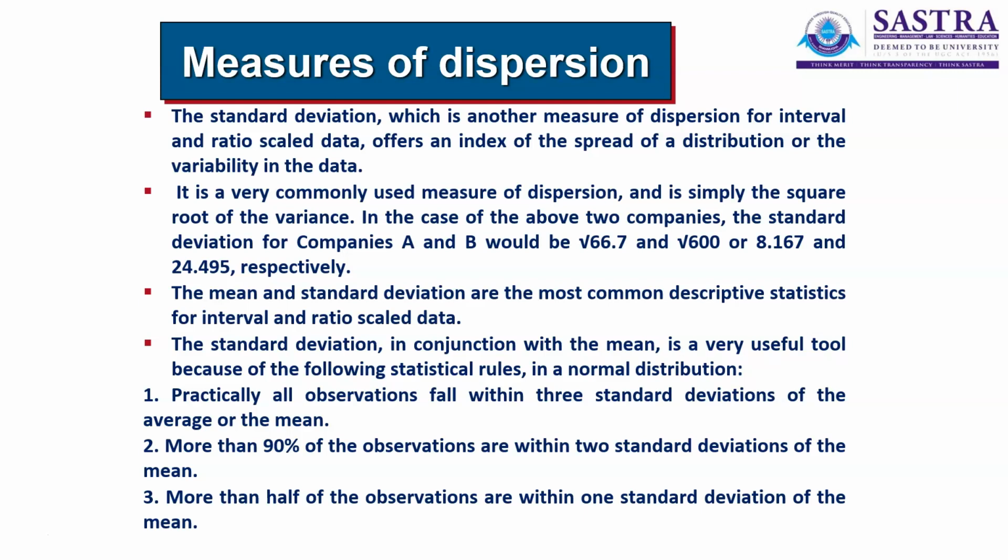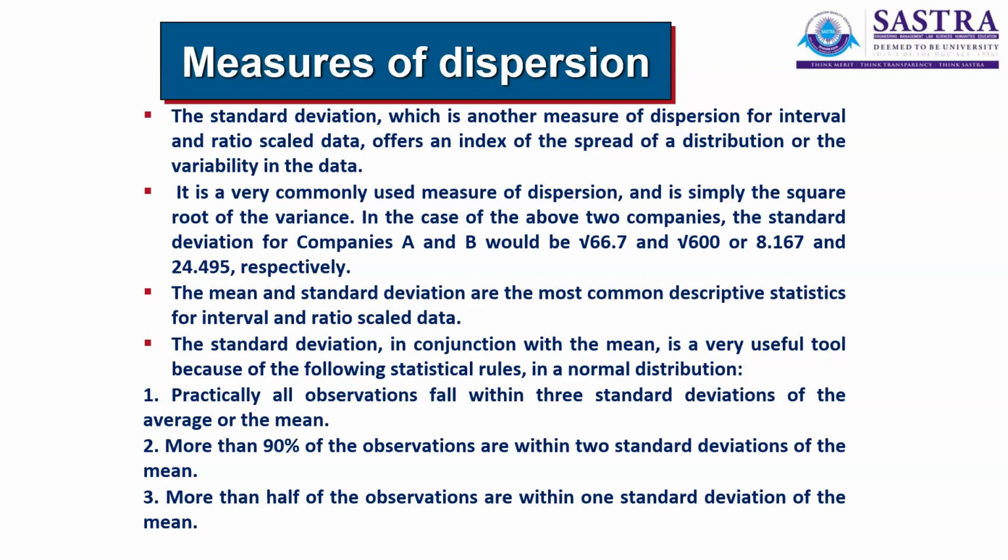For example, in the case of the two companies we discussed earlier, the standard deviations for company A and B would be the square root of 66.7 and the square root of 600, or 8.167 and 24.495 respectively. The mean and standard deviation are the most common descriptive statistics for interval and ratio scaled data. The standard deviation in conjunction with the mean is a very useful tool because of the following statistical rules in a normal distribution.